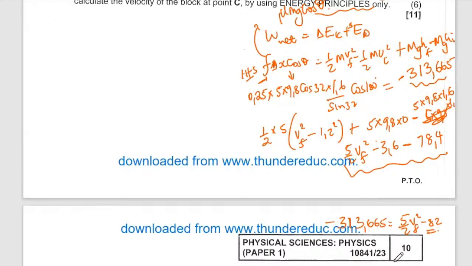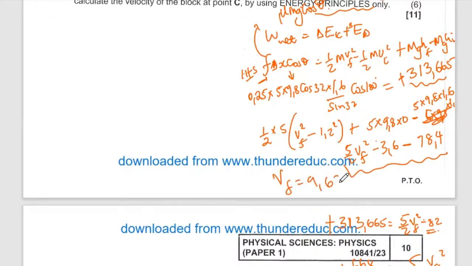Dividing by 2 and dividing by 4. That's okay. I'm just going to ignore the sign here and make it positive. So it's 313.665 minus 82. I'm getting 231.668 is equal to 5/2 v squared. Then I'm dividing this by 5/2. I'm getting 92, and when I find the square root, I'm getting 9.6.